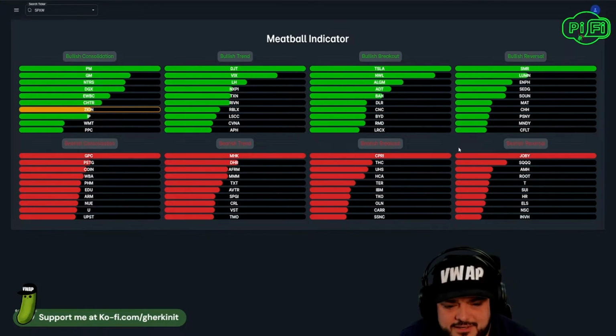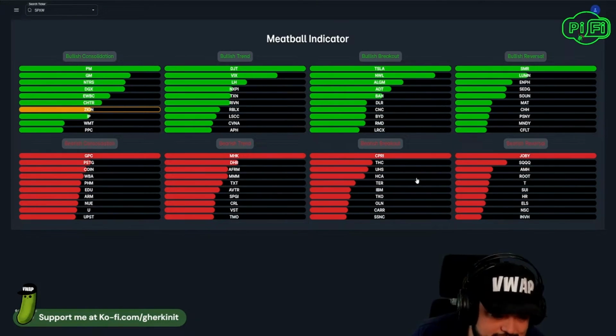Because Carvana is one of the largest. Which list is Carvana on? Bullish trend.